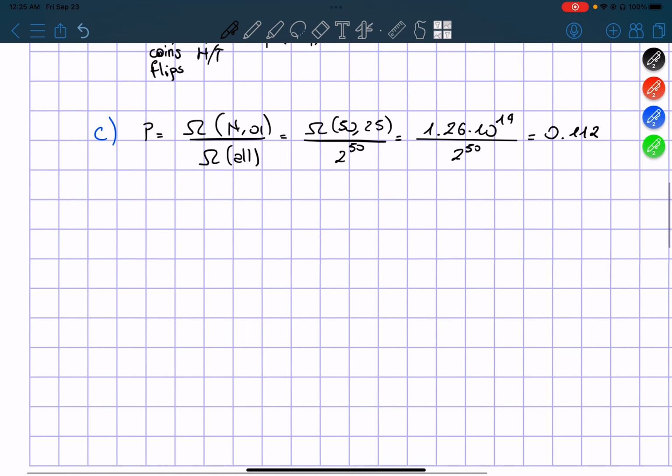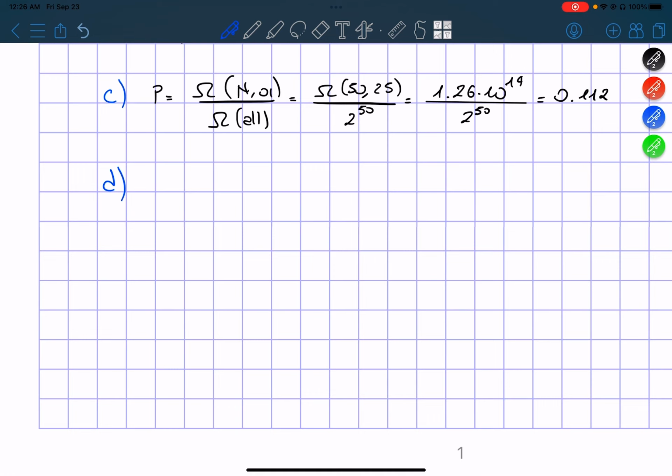Right. Now part D says, what is the probability of getting 30 heads? So again, the probability is equal to omega of 50 comma 30 over omega all. Now, one thing that you can notice is that here we're talking about 30 heads, but what if I wanted to just say 30 tails? Well, I would actually get the same thing. I'm going to prove it in a second. So I'm just going to say this is equal to this part over here.